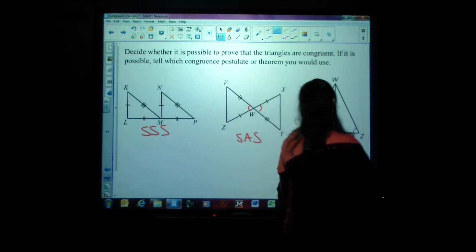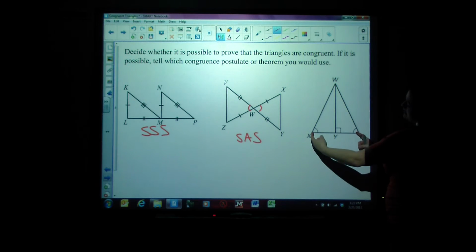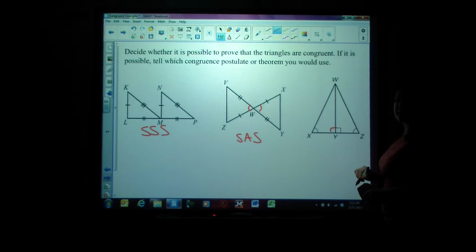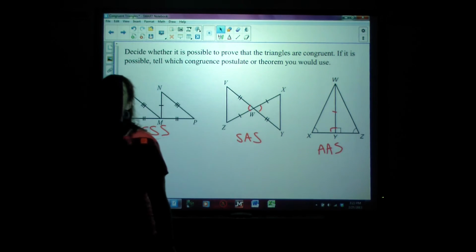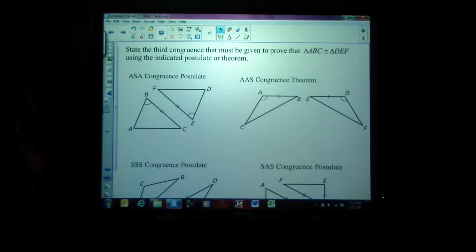And the next one, notice these angles are congruent. These angles are congruent and they share a side. So these ones are actually also congruent triangles, and that's because of the angle, angle, side congruence theorem. Okay, so hopefully you guys did well on that. One last set of problems.